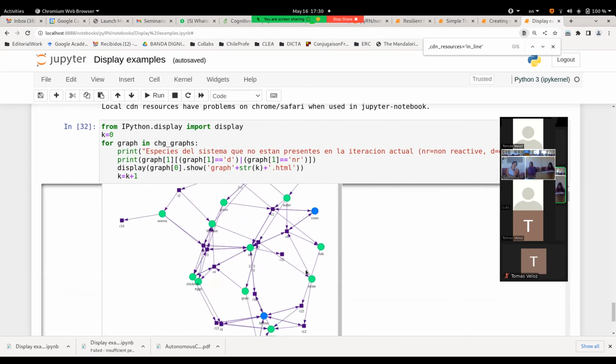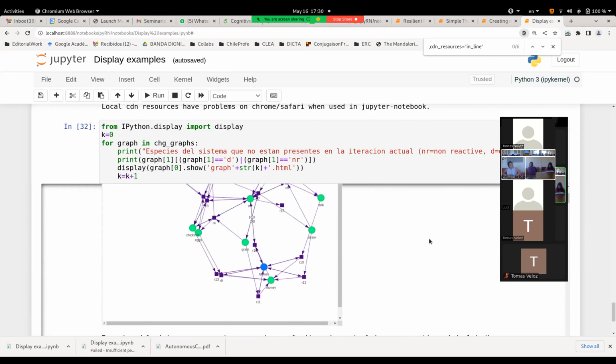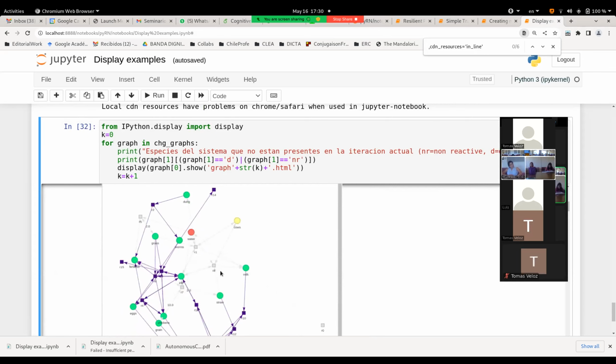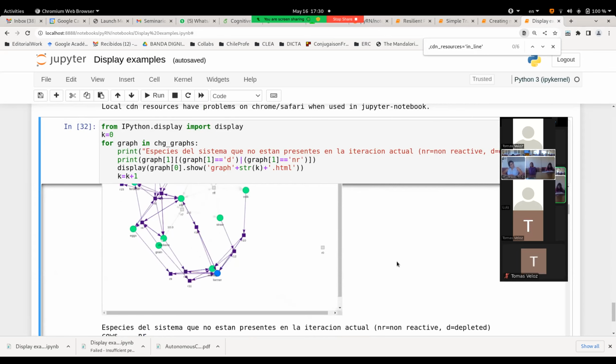We have the network in operation, and then we see that once we eliminate water from it, the first thing is that cows become non-reactive. In our system, cows cannot die. We work in a time scale where cows don't die. But once water is not available, then cows become not available. And that immediately shuts down a set of reactions.